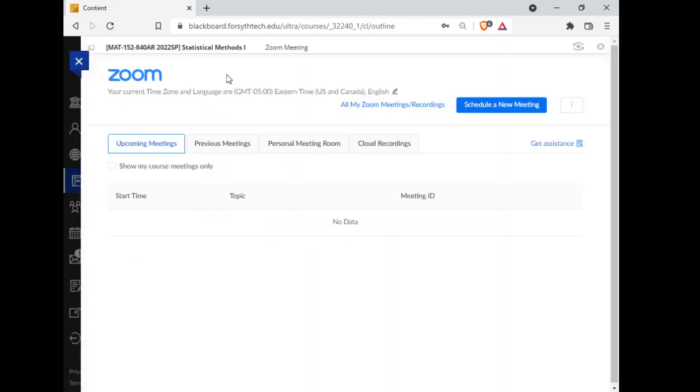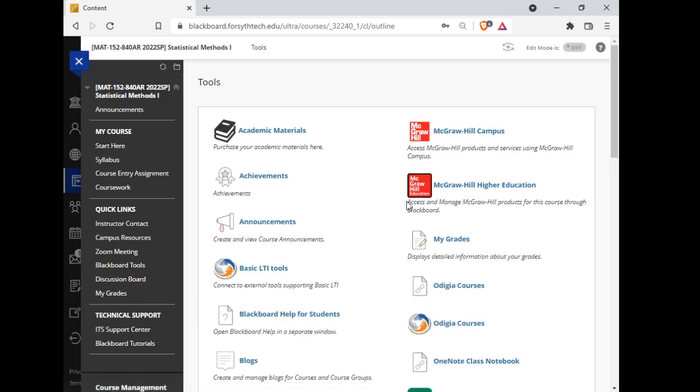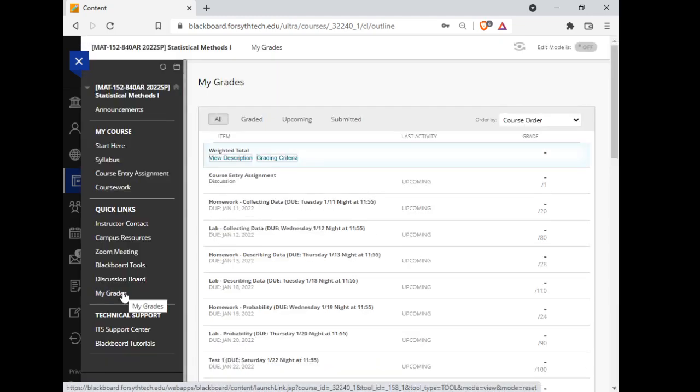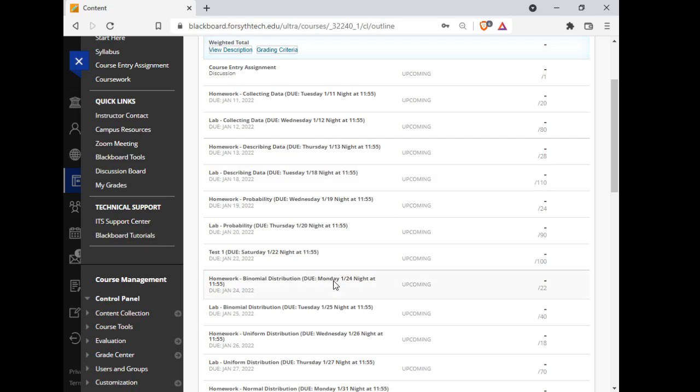I have a Zoom meeting here. If we want to meet virtually, we can use this. This class does not meet regularly though, but this tab is here in case some of you want to meet with me one-on-one. Course tools are here, discussion board. You'll never need this tab. The only discussion board is course entry assignment. And then My Grades is helpful. It lets you know where you stand in the course.